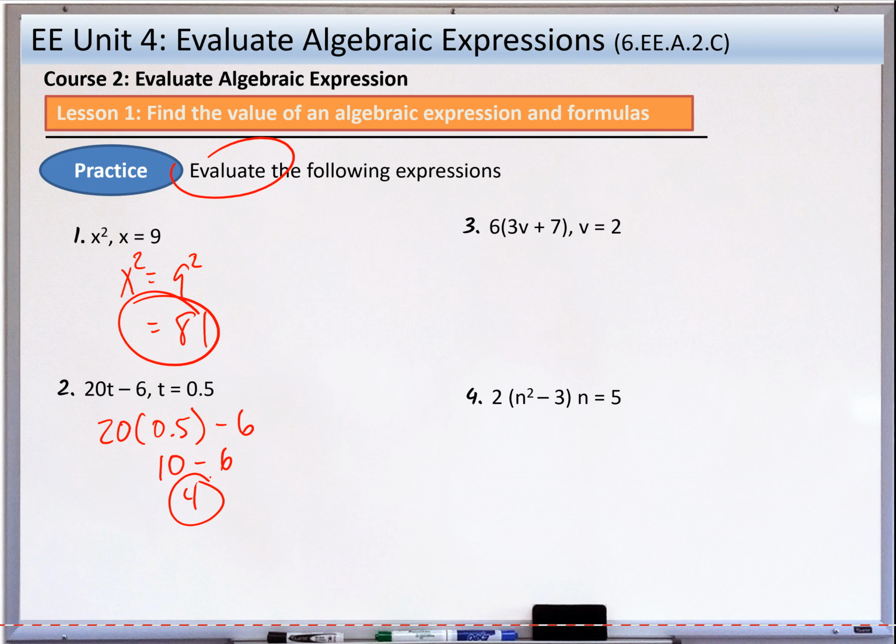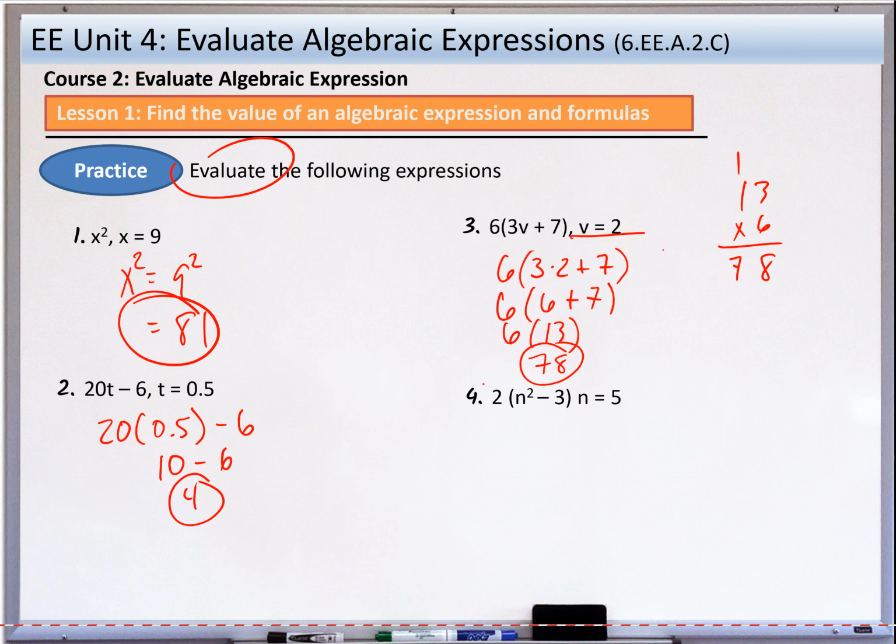The next one, 6 times the sum of 3 times v plus 7. And we know that v is equal to 2 in this case. We can give it a value. So 6 times (3 times 2 plus 7). Order of operations, I'm going to have to do what's inside the parentheses first. So that's going to give me 6 times 13, which I believe is 78. Let's make sure. 18, 6, 78. So my answer here is 78.